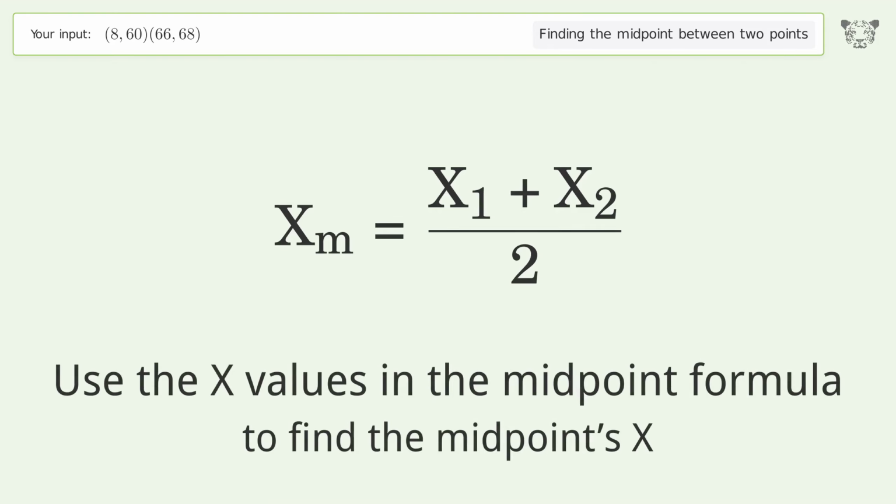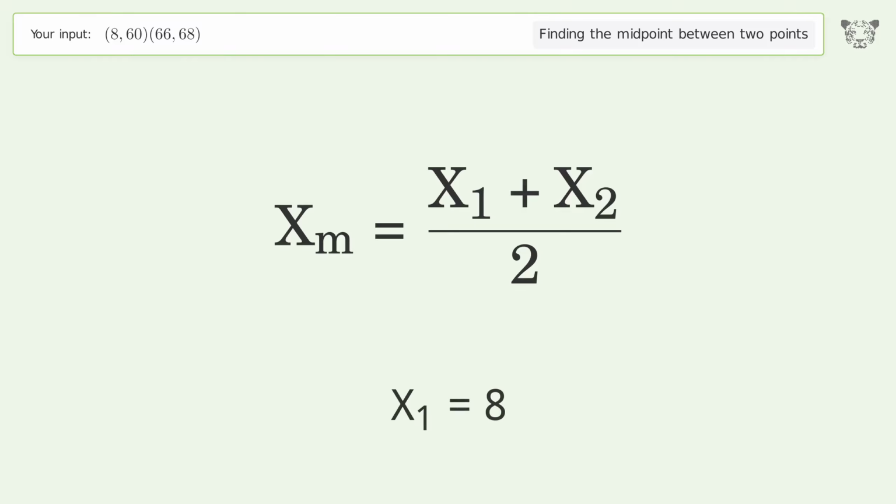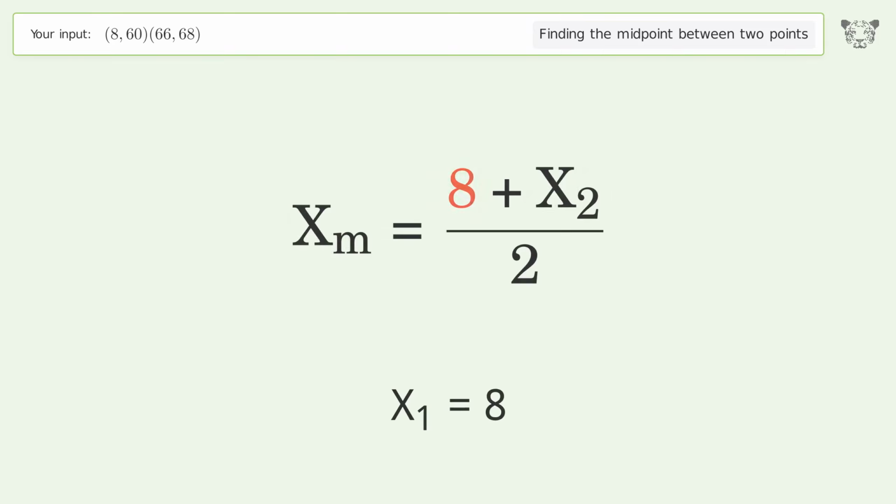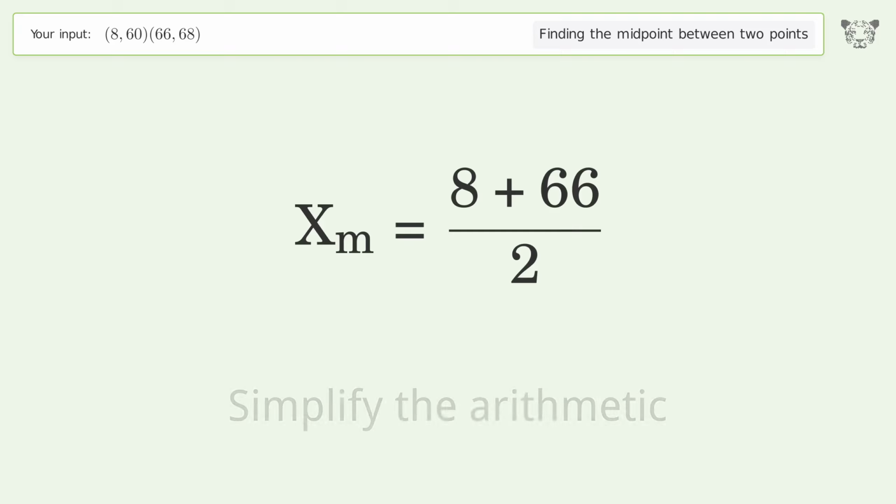Use the x values in the midpoint formula to find the midpoint's x. x1 equals 8. x2 equals 66. Simplify the arithmetic.